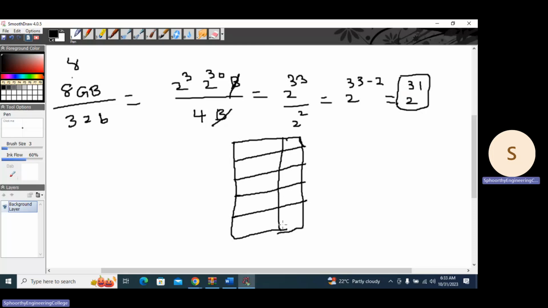So I can draw a line like this. In each row, this is one byte, second byte, third byte, fourth byte: 32 bit. Row 1 is 32 bit, row 2 is 32 bit, like that. Each row is 32 bit, which means 4 bytes, so each cell is 1 byte. Now for every byte you have to give a unique address. That is what memory addressing is.